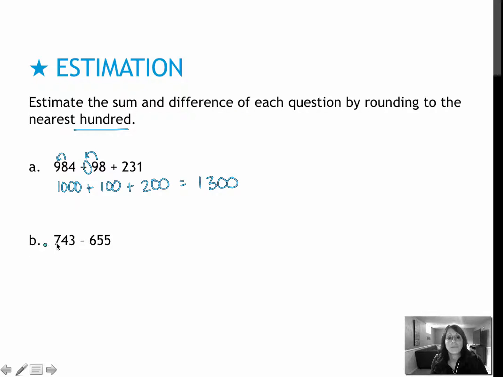For part B, I am subtracting, but again, I'm rounding to the nearest 100. This 4 does not round the 7 up, so it stays the 7. This 5 does round the 6 up to a 7, and so I'm left with 700 minus 700, which is of course 0. So the approximate difference is 0. The approximate sum here is 1,300.